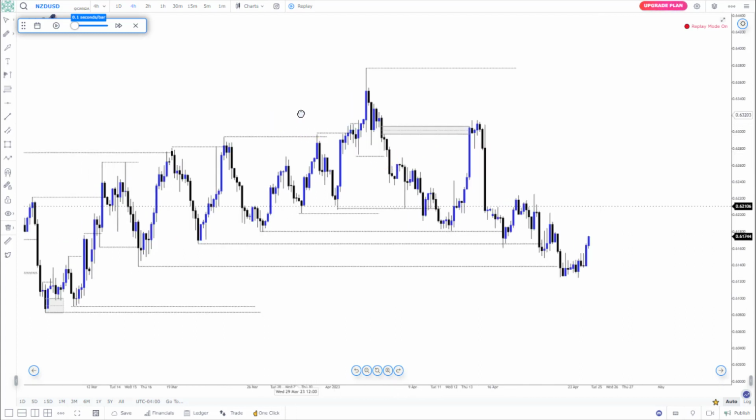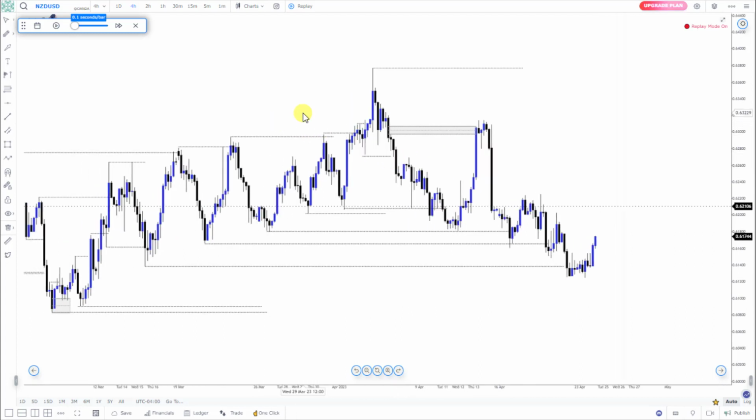So I hope this video helped you understand buy side and sell side liquidity, understanding the swing points in the market, understanding where you have your swing high and your swing low. So this is a very simple thing. I said it's going to be a quick one, and I hope you understand exactly what I just explained.